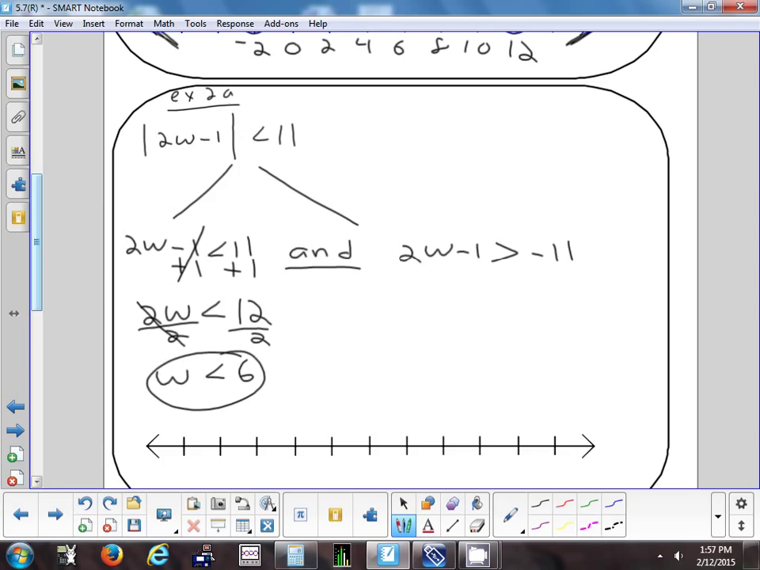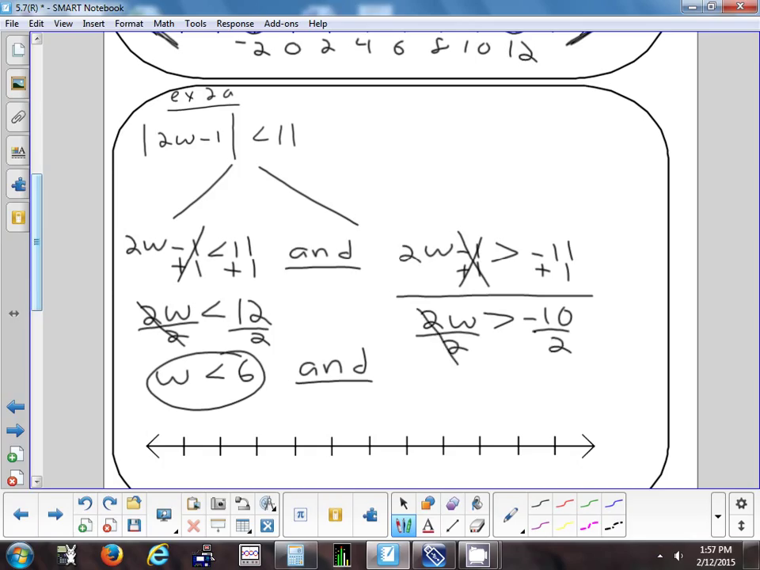What should I put down right here so I don't forget? And. Now do the same steps you did on this one. Plus 1, plus 1. So you get 2w. Be careful. What's negative 11 plus 1? Good, negative 10. And now divide by 2 on each side, just like we did before. Same question: do I flip it? Did I divide by a negative? No. So w is greater than negative 5.